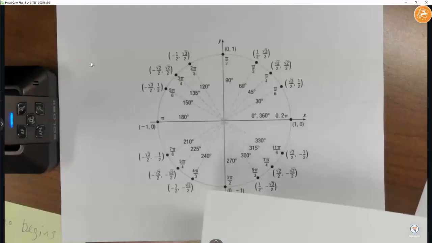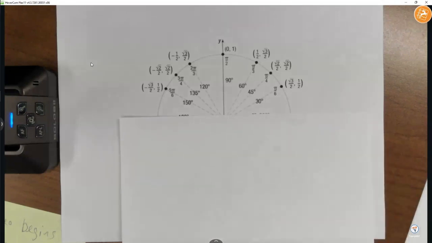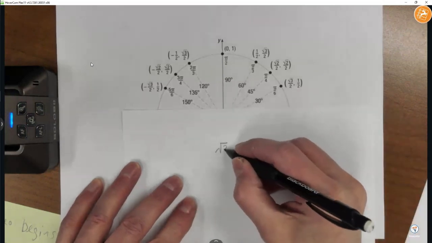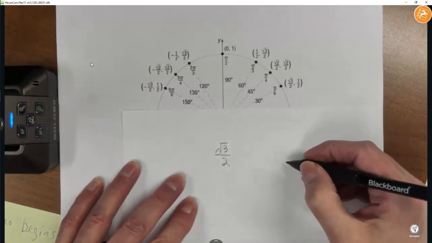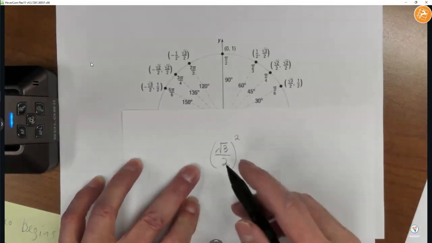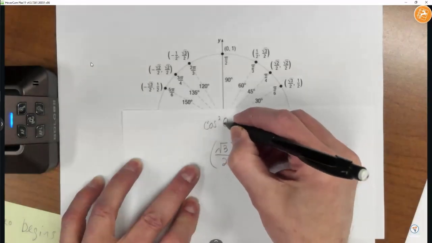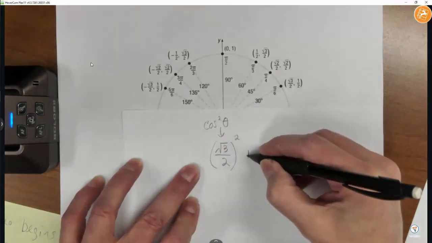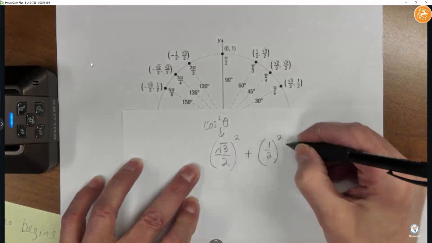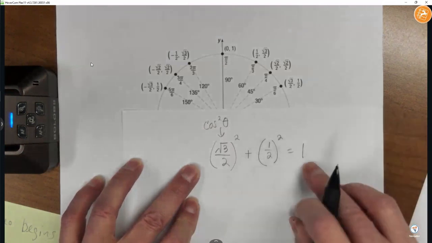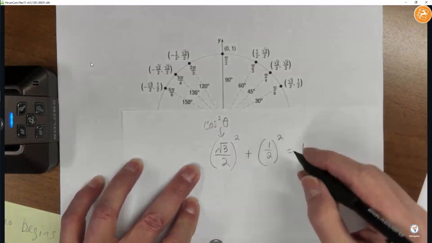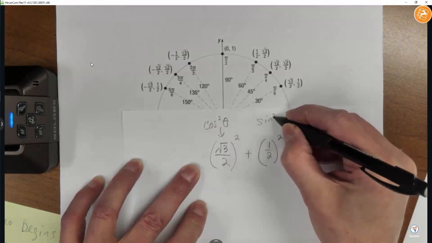Okay, so there's our handy dandy unit circle. And this just means if I take, for instance, the square root of 3 over 2, square it. Now remember, that's the cosine. Plus the sine, which is 1/2, squared. Okay, it equals the radius squared, or 1. 1 squared is 1.